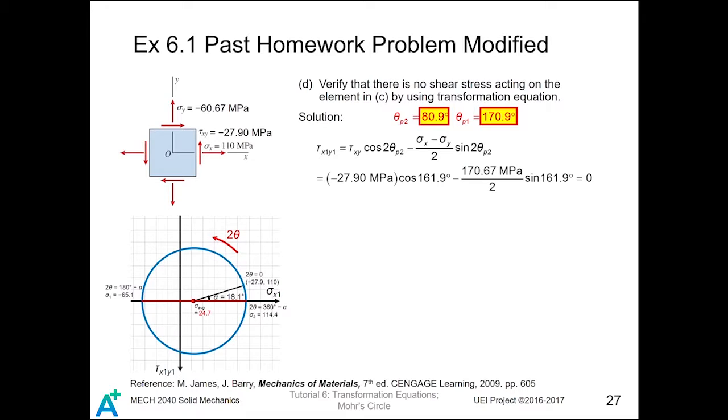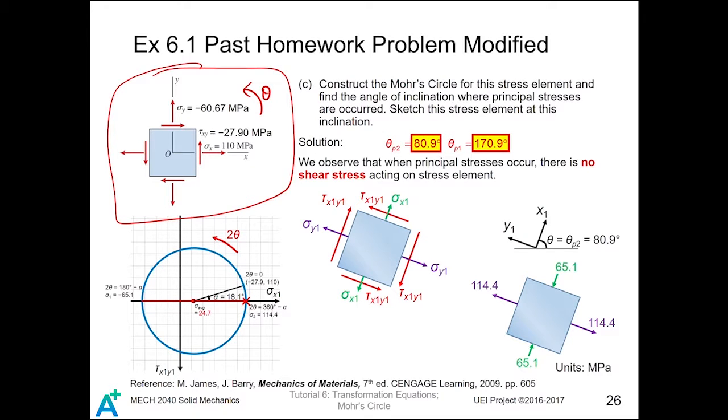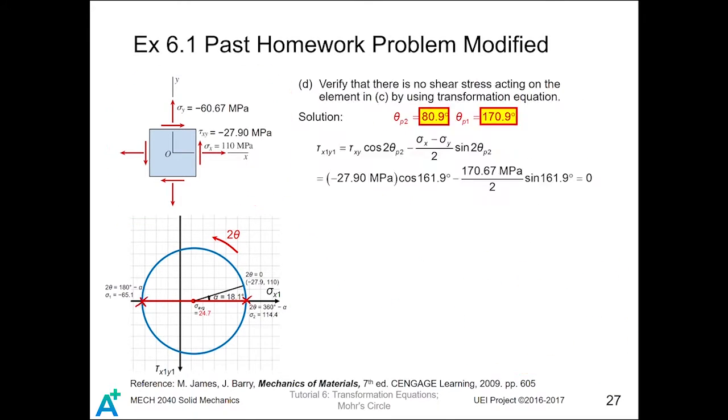Next, we try to verify that there is no shear stress acting on the element by using the transformation equation. That is, we are going to prove that for the principal stresses, where the maximum direct stress occurs, there is no shear stress acting on the stress element. As we predicted in the previous slide, there is no shear stress. To do this, we just substitute those two angles into the transformation equations, as well as what we got for tau xy, sigma x and sigma y. We substitute everything into this transformation equation, and eventually we get 0.